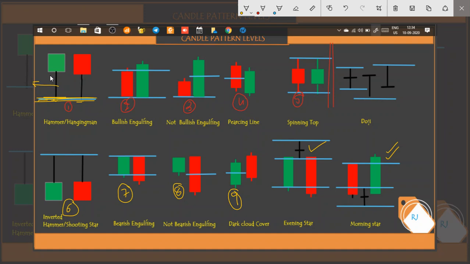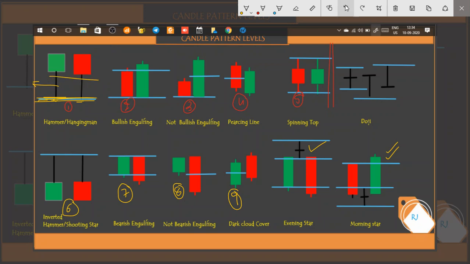And if we spot a hammer, the next candlestick is expected to go up and the entry should be either at 50% of this level or below the close of the body. It is considered a safer entry than this, and if you get an entry here, that's also okay. There is no issue.